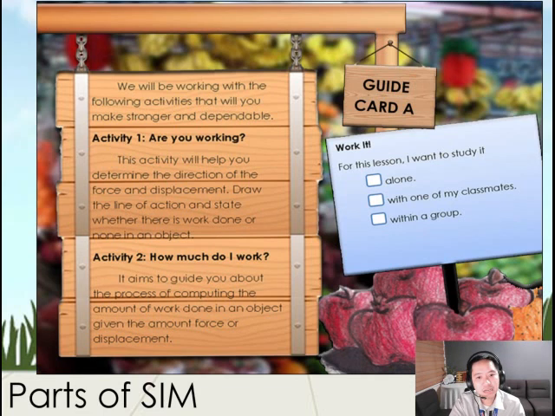You can see here guide card A because I have guide card B. So you can have multiple guide cards depending on the nature of the learners and the topic. In this part, for this lesson, I want to study it alone with one of my classmates within the group. This is optional. It will just give you an idea of how they would like to accomplish your task.